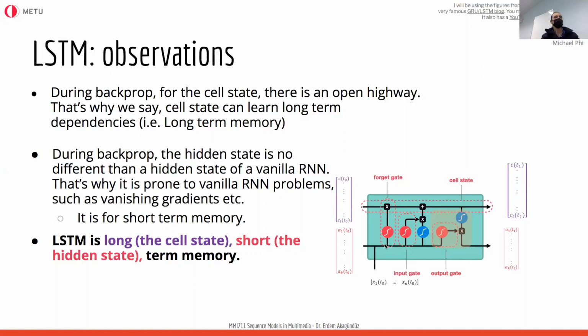Anyways, LSTM. So let's make some observations. Let's go over some observations we have already made. So during backprop, for the cell state, there is an open highway. At least there is a possibility of an open highway, because when you're backpropagating, the activations of the forward pass will also affect the gradients here. It is not an entire skip connection. There are some mathematical operations here.